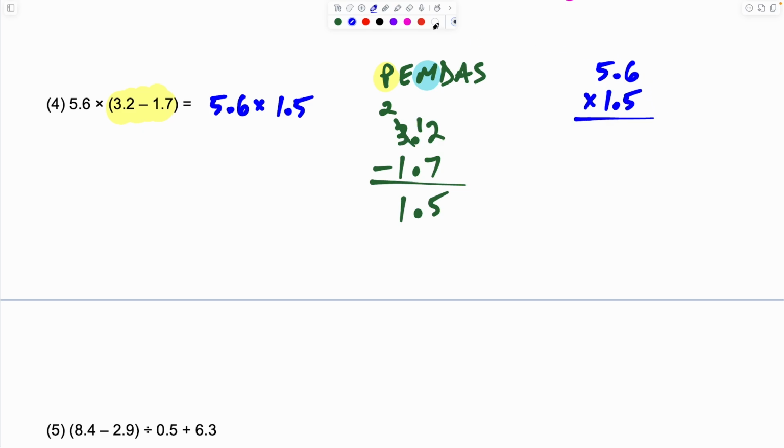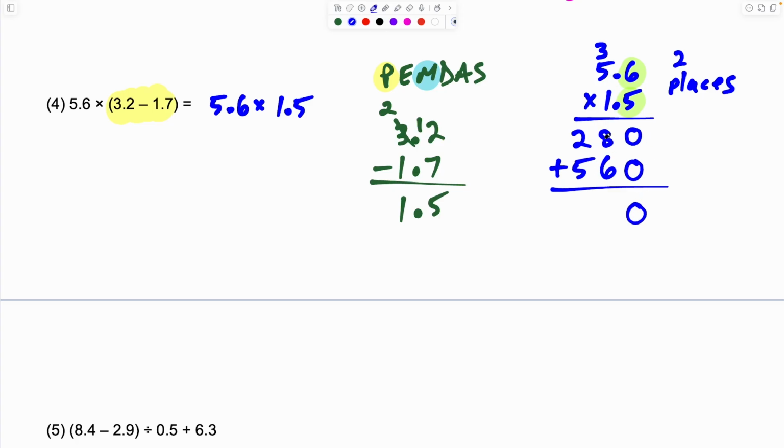For this, notice after the decimal, we have 2 digits. We have 1 here and 1 here. So we have to pay back at the end 2 places. Just remember we have to pay back 2 places. So we're going to do 5 times 6 is 30. Carry the 3. 5 times 5 is 25, plus 3 is 28. We put a placeholder here, and now we do 1 times 6 is 6. 1 times 5 is 5. We add, and then 0 plus 0 is 0. 8 plus 6 is 14. Carry the 1. And then 1 plus 2 plus 5 is going to give us 8.